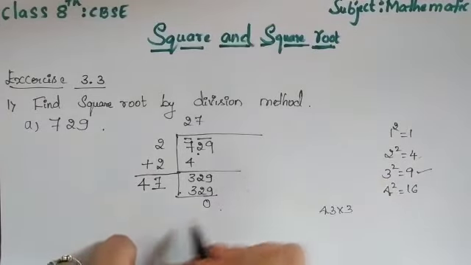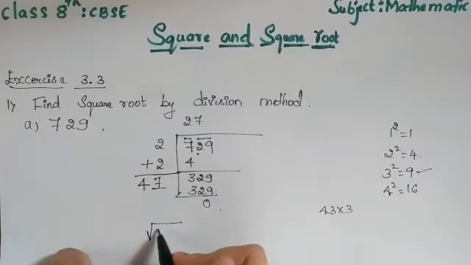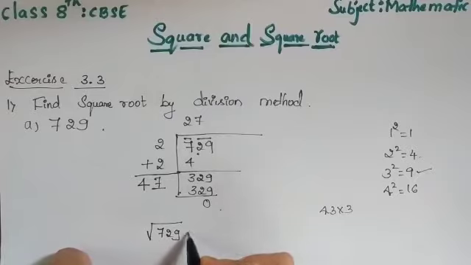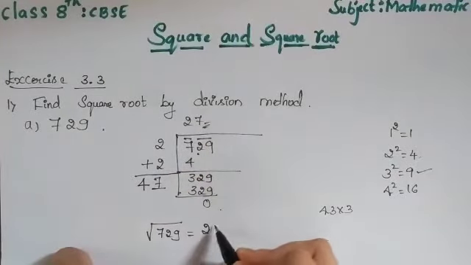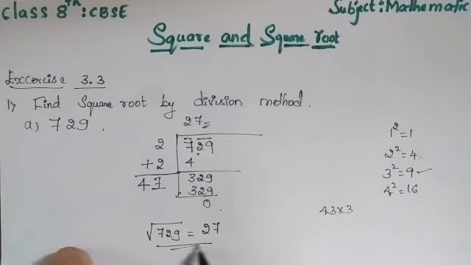So now what I can conclude is that the square root of 729 is equal to this. What is the quotient we will get? That will be the square root of 729. That is, 27 is the square root of 729.